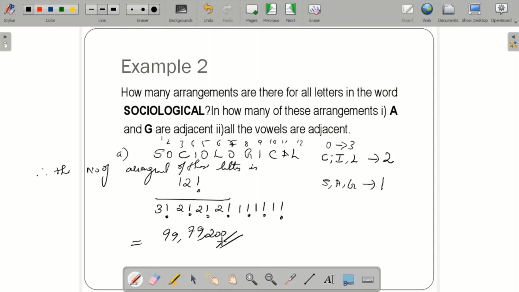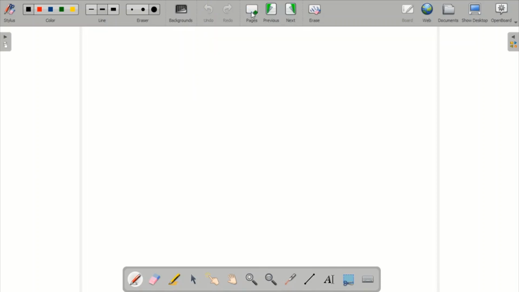So this is the answer of example 2, first part. Next, they ask in how many of these arrangements A and G are adjacent. So let us solve that particular problem on the next page. A and G are adjacent. Second is the sub-question of that: out of this, how many have A and G adjacent?